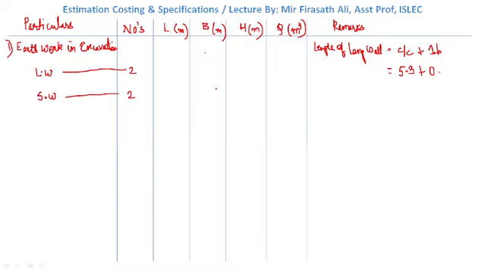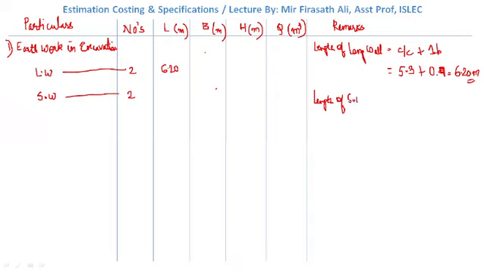How to convert this 90 centimeter to meter? We get it as 0.90 meters. The total will be 5.3 plus 0.9, which is 6.20 meter. What is the length of long wall? 6.20 meter. Similarly, length of short wall.